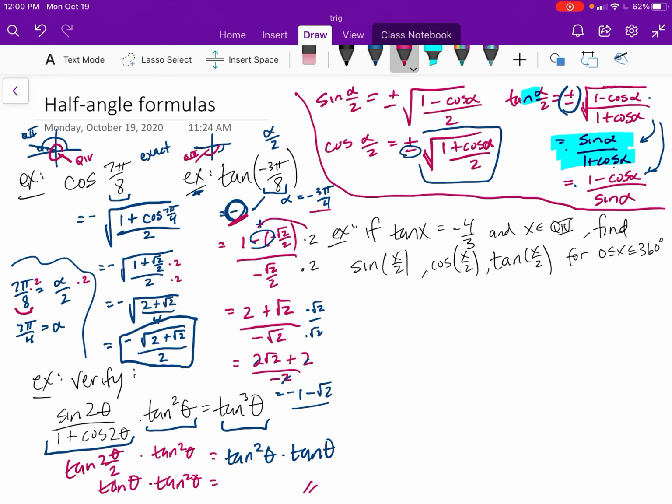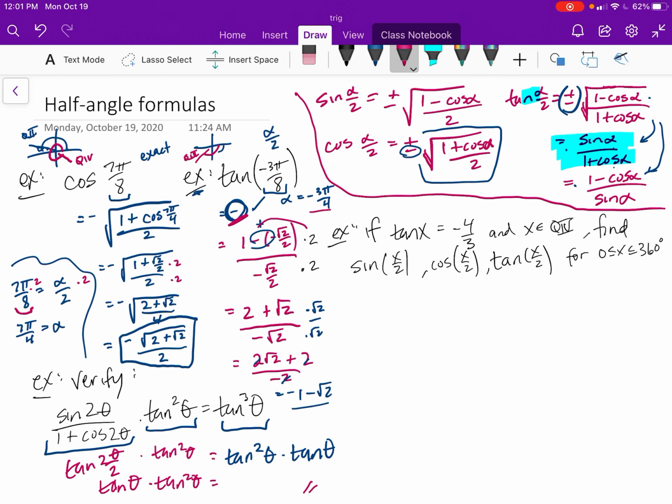Tangent is negative 4 over 3, and we're in quadrant 4. X is in quadrant 4. I'm now finding sine, cosine, and tangent of these half angles. All right. Well, sine alpha over 2, all I need to know is cosine alpha in order to complete this. So if tangent is negative and we're in quadrant 4, then cosine should be positive.